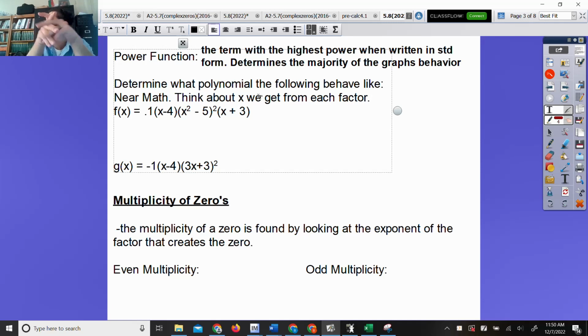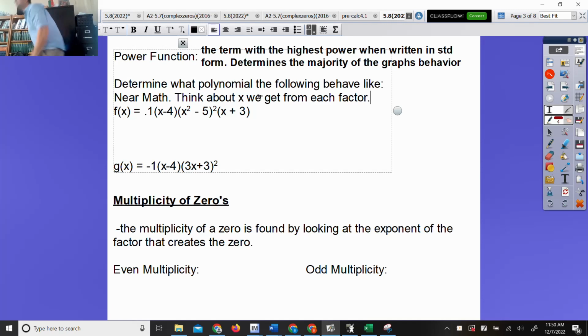All right. Now, I did modify that x squared minus 5. I gave it an exponent of 2. Okay, I modified it a little bit.